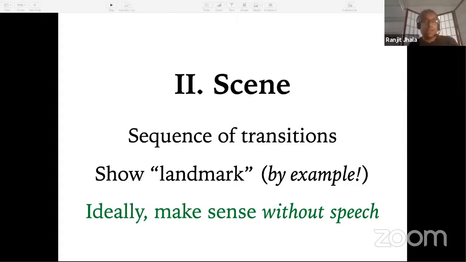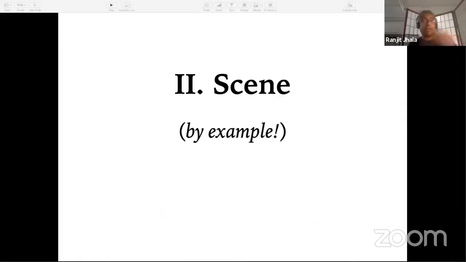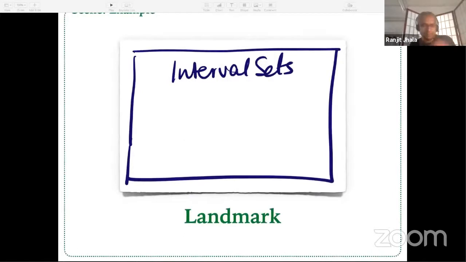So let me show you an example of a scene, again, by example, as I promised. I had to give a talk at PLDI a couple of years ago. It doesn't really matter what the talk was about. There was one individual scene where I wanted to talk about a particular data structure called an interval set. This was the landmark I wanted to convey in the scene. The final finished thing that I wanted to show the audience was this notion of an interval set.